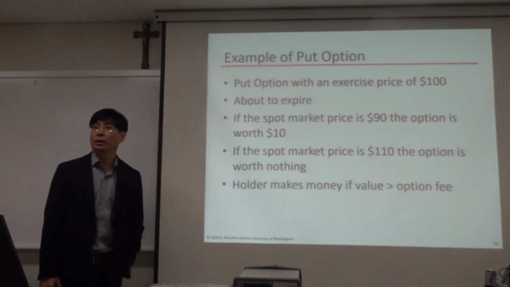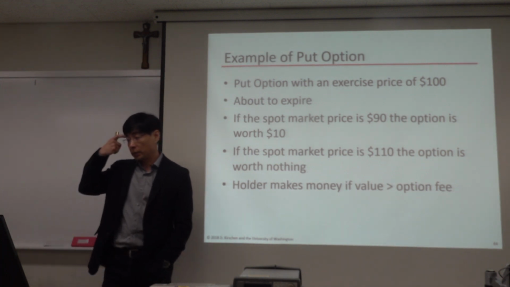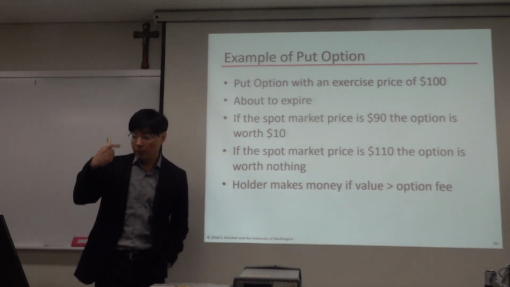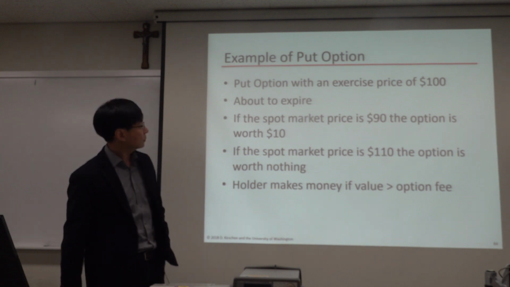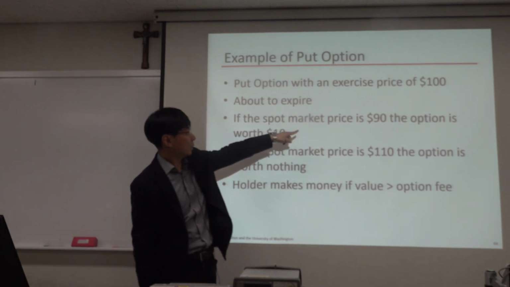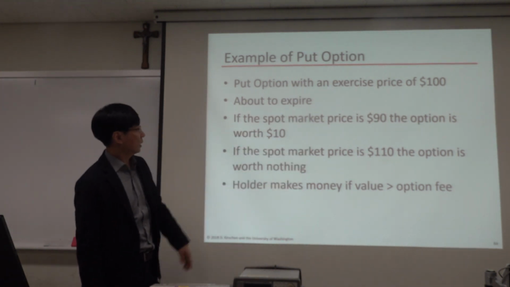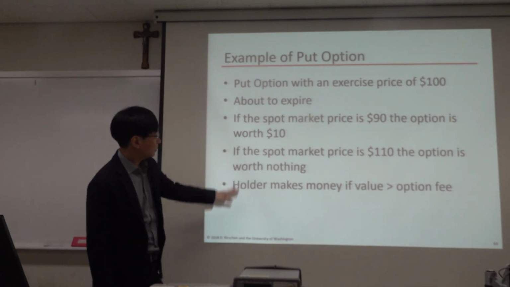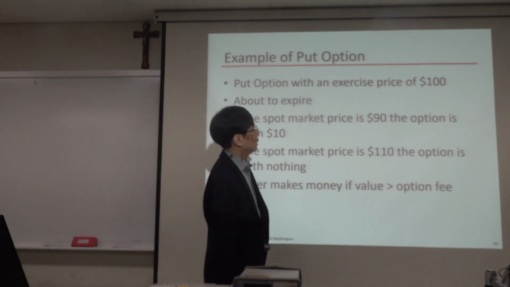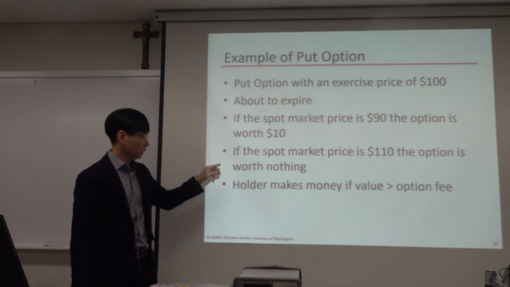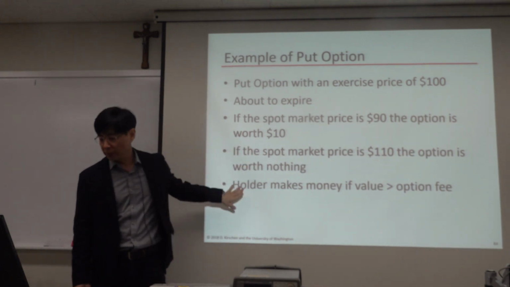Example of put option. A put option with an exercise price of $100 is about to expire. So if the spot market price is $90, the option is worth $10. If the spot price is $110, then the option is worth nothing. Same thing, okay?